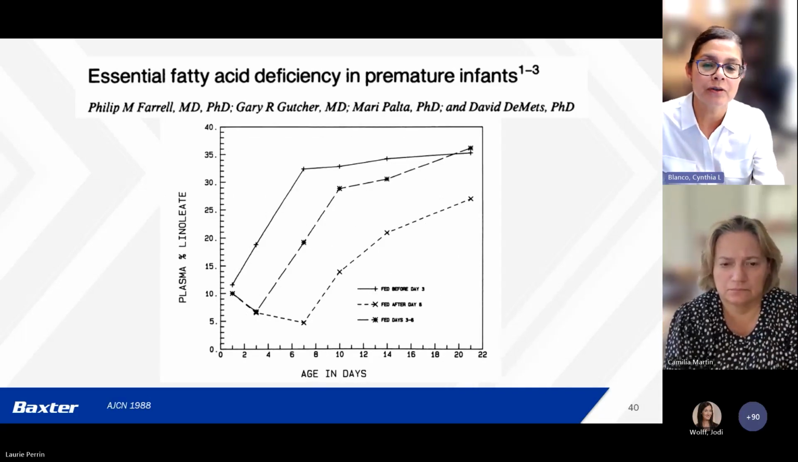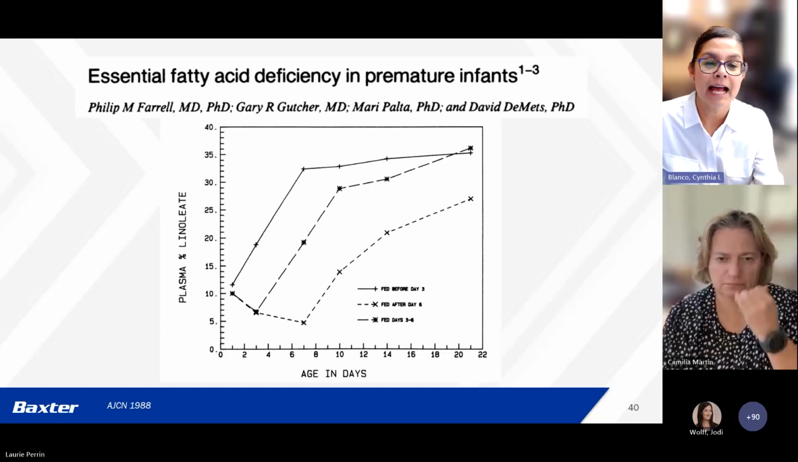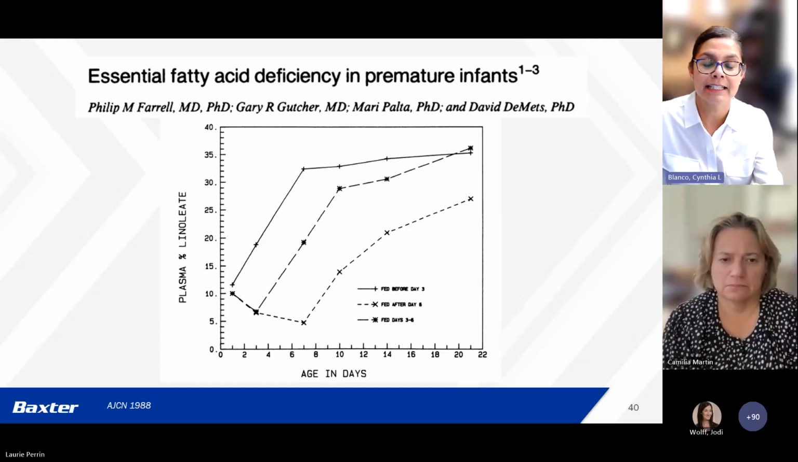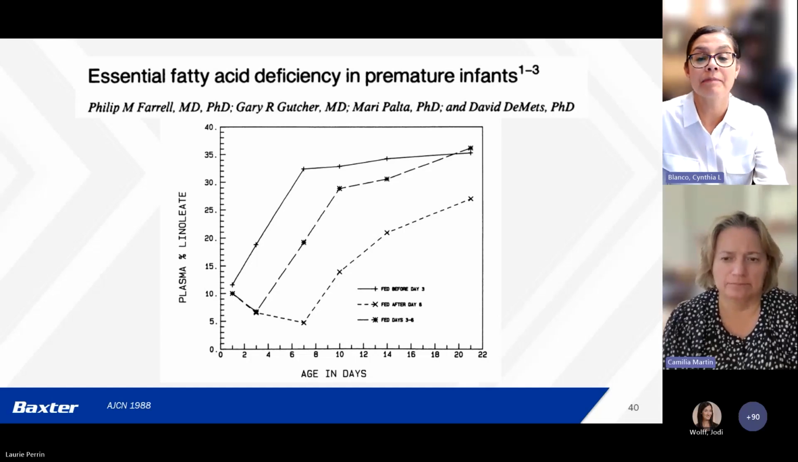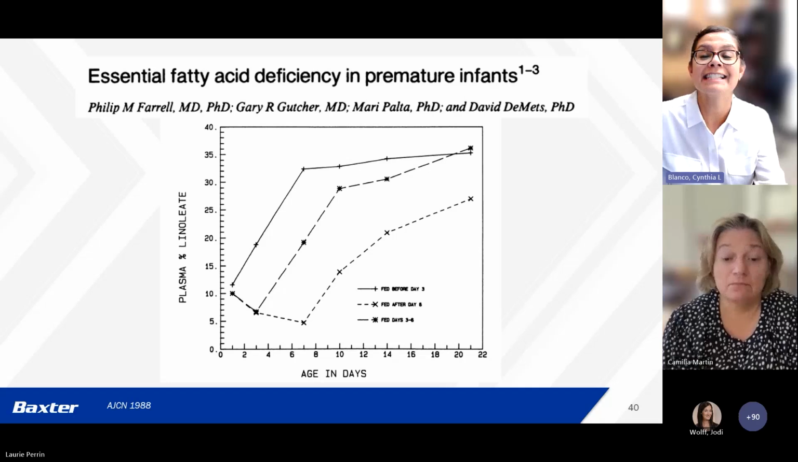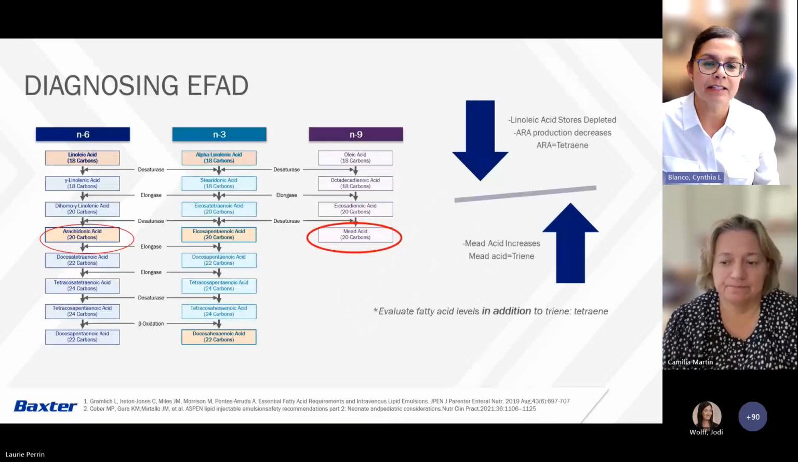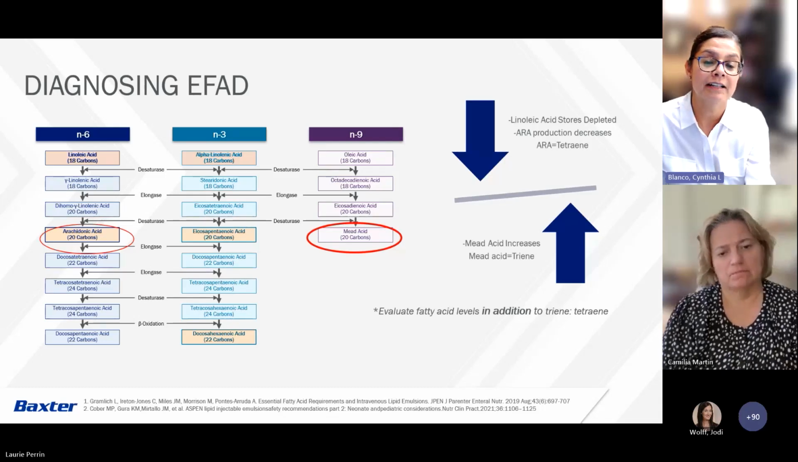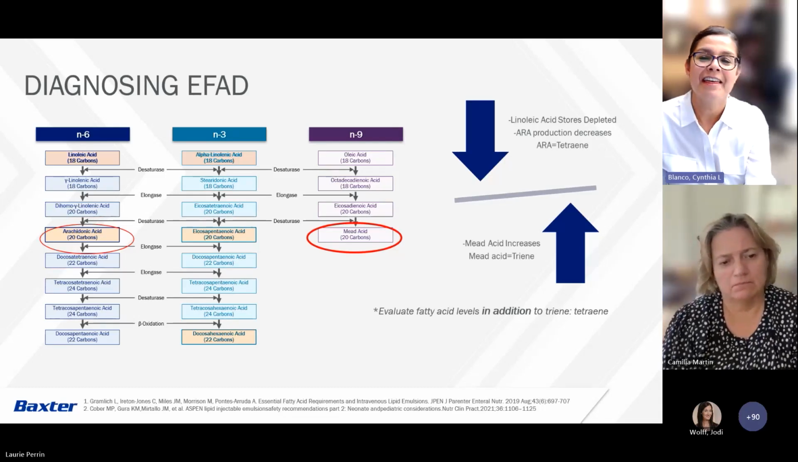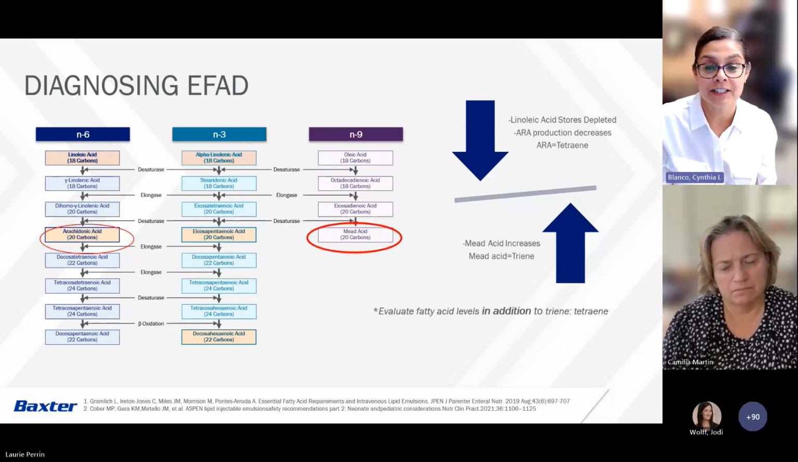This one is just showing you the differences in the plasma levels of the linoleic acid, which is part of that Holman index, and how that goes up as you have fewer days without feeds. If you go to the next slide, this is the one where I want to show you that ratio, right? As the mead acid increases, which is that triene to tetraene ratio, that is going to give you the diagnosis of essential fatty acid deficiency.